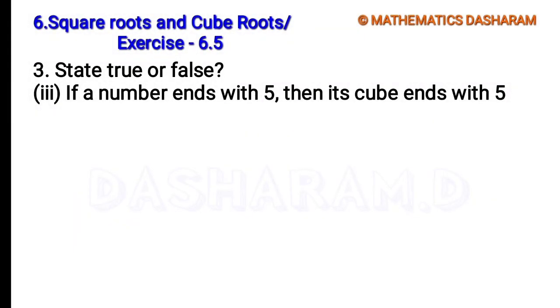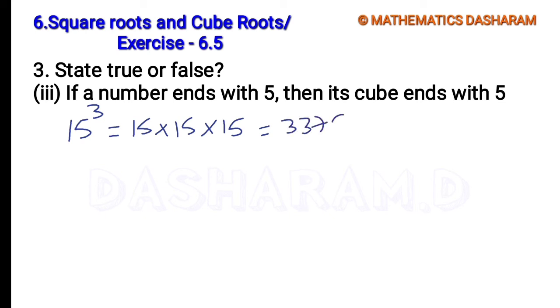Third question, if a number ends with a 5, then its cube ends with a 5. For example, 15 is a number with unit place 5. Let's find its cube. So 15 cube, how much? 15 into 15 into 15. 15 15s are 225, 225 15s are 3375. So here it is ending with 5.